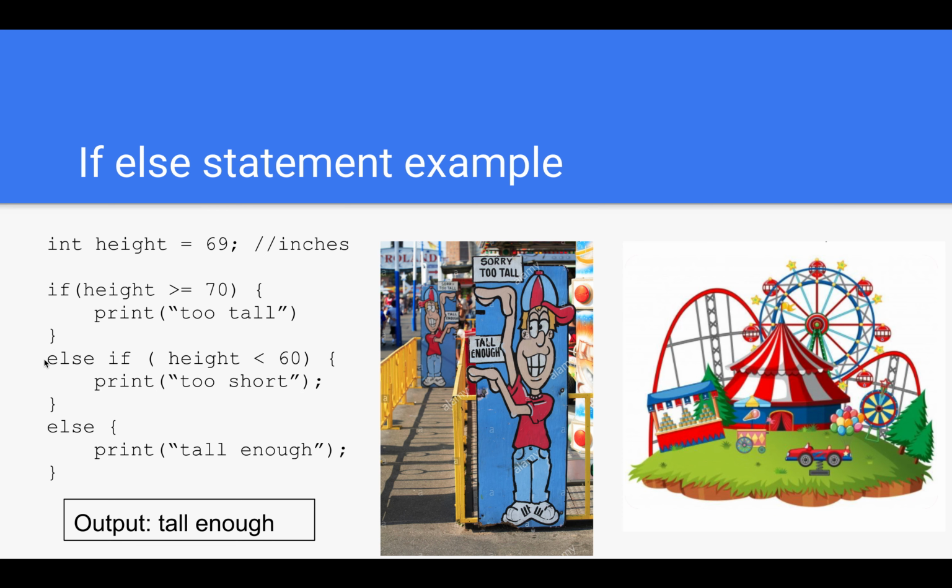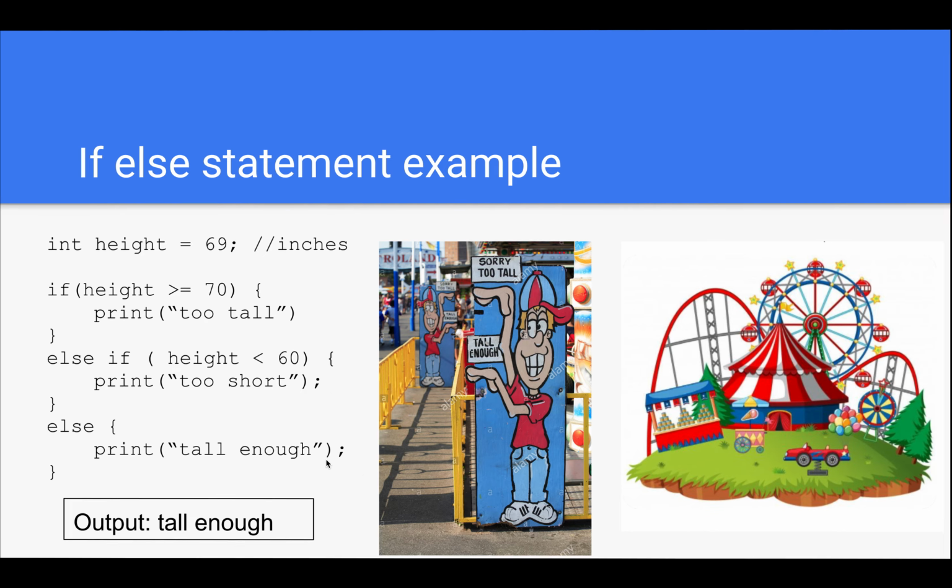command. Else if height is less than 60, print too short. So the height is not less than 60, so we'll go to the next else. Else, print tall enough. So because it's neither of the first two conditions, we print tall enough.